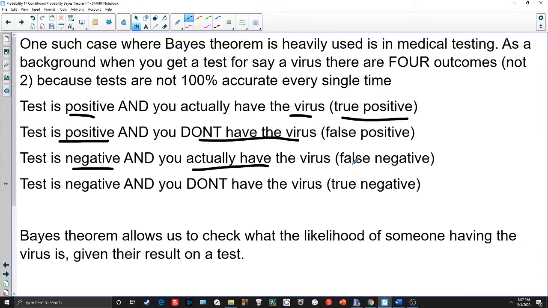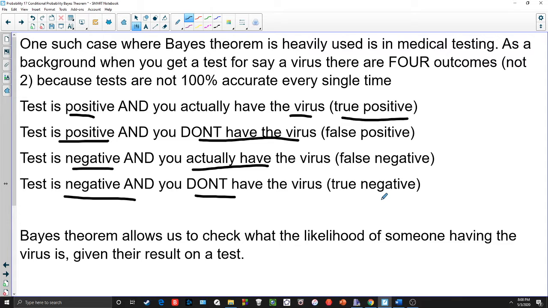So again, due to some flaw in the testing or slip up or whatever, you take the test and it says you don't have the virus, but you actually do. That is a very bad thing to happen. Probably even worse than the false positive. And then the last one is you test negative and you don't have the virus, which is called a true negative because again the test worked. You didn't have the virus, it says you didn't, everything agrees.